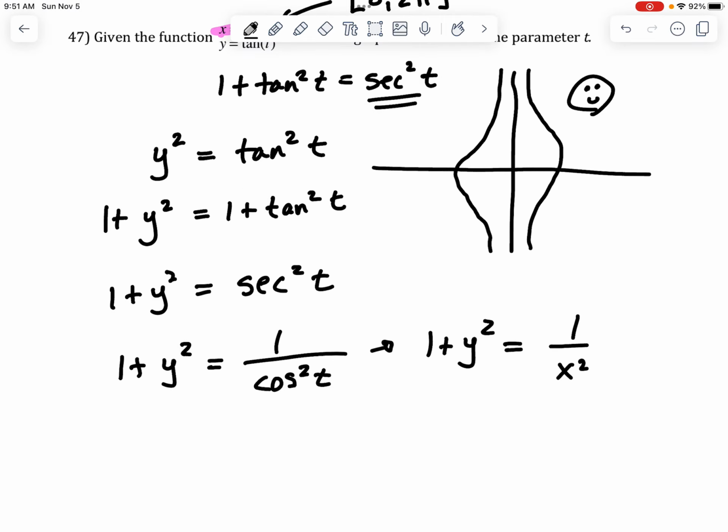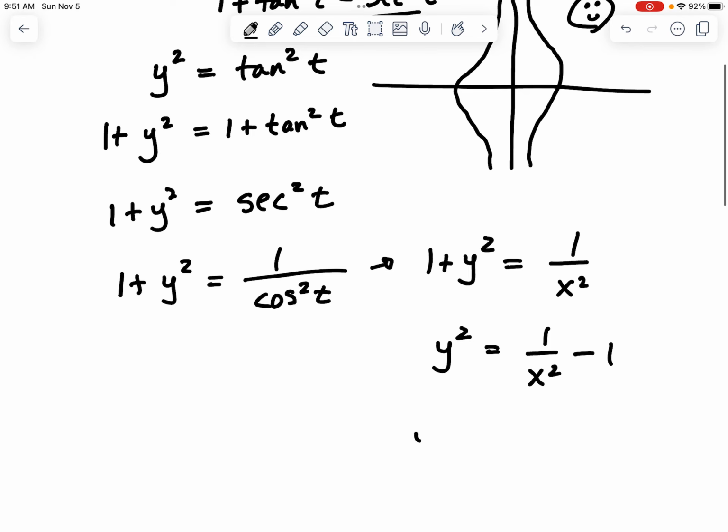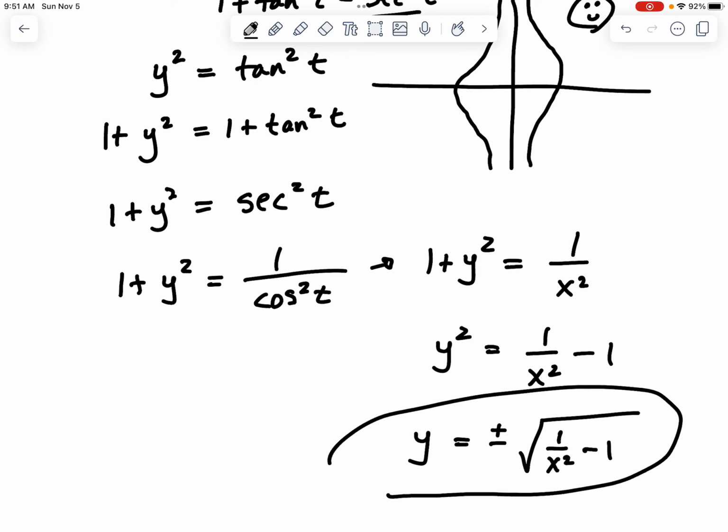And if you're going to solve for y, you would, of course, need to subtract 1 from both sides. And then if you take the square root, make sure that you put plus and minus, because otherwise it'll only give you half of the graph. So there we have it solved for y, and the parameter is eliminated.